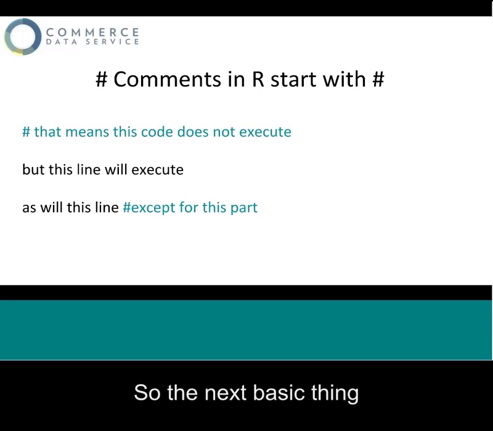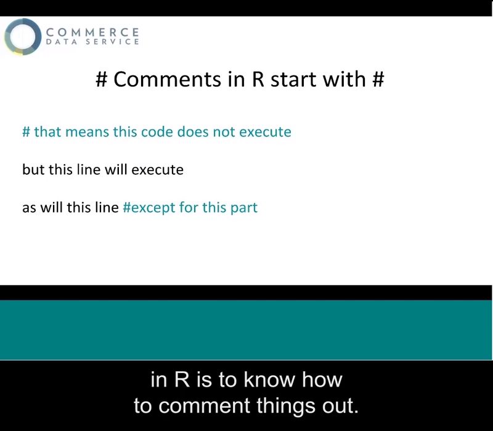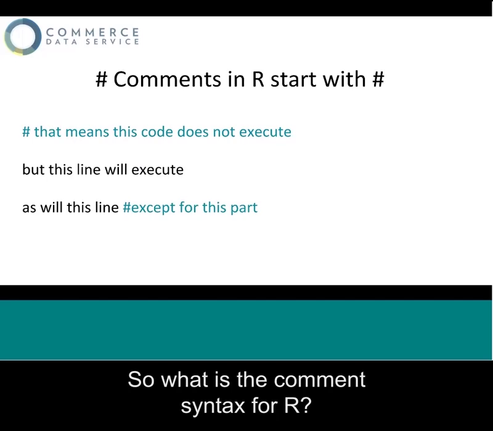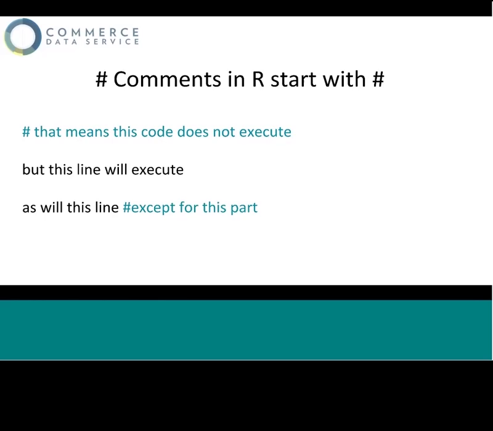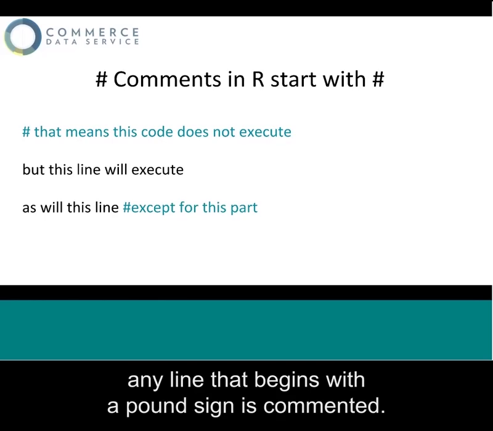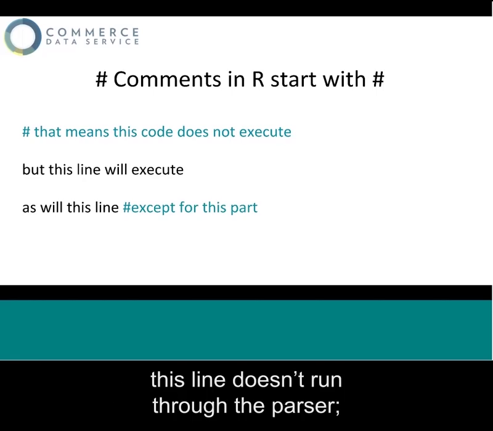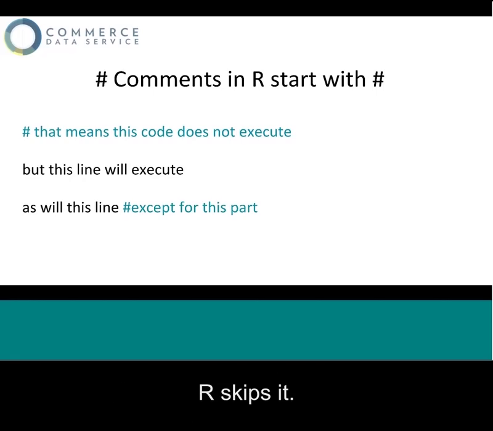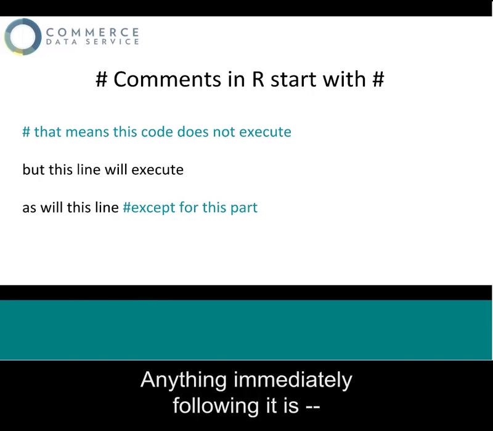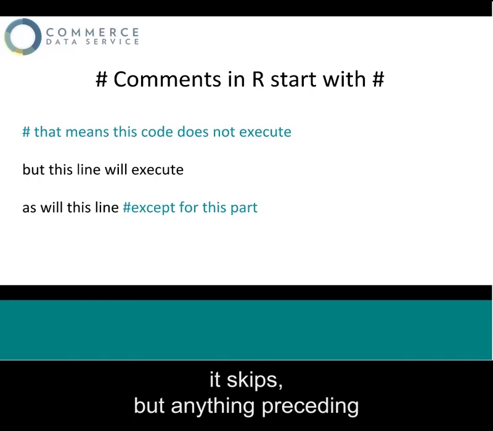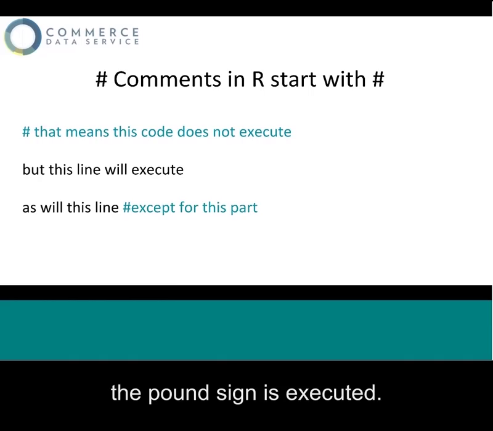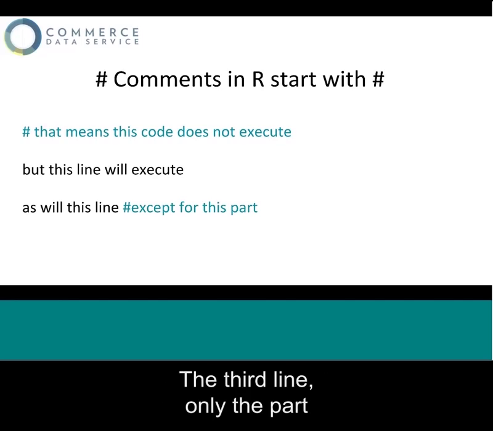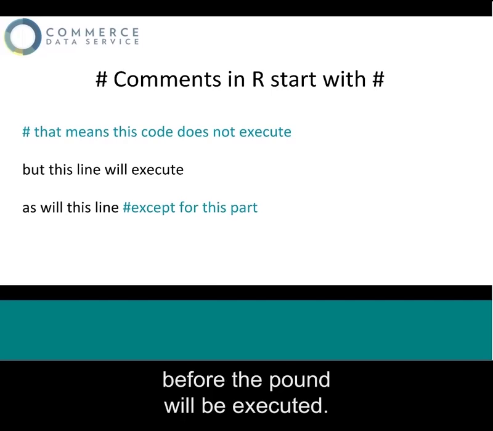Okay, so the next basic thing we want to do in R is to know how to comment things out. What is the comment syntax for R? That is just the pound sign. Any line that begins with a pound sign is commented. This code does not execute. This line doesn't run through the parser. R skips it. Anything immediately following the pound sign is skipped, but anything preceding it is executed. You'll see here, the second line, all of it is executed. The third line, only the part before the pound will be executed.